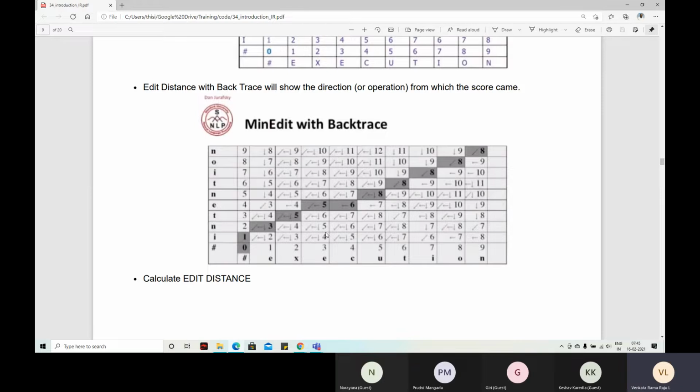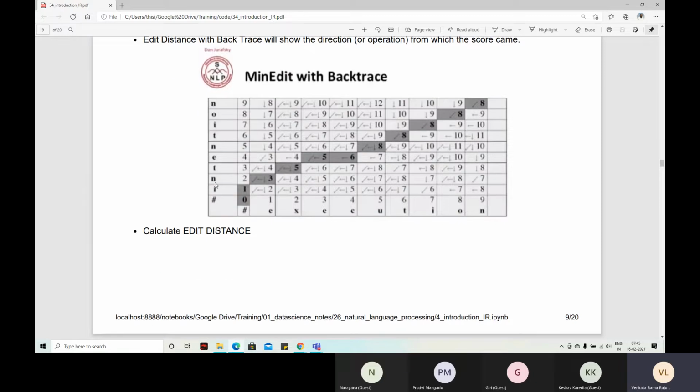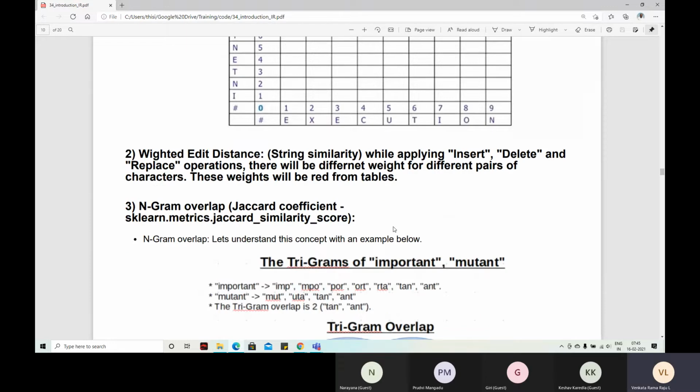Okay, so yesterday we have seen that. Based on this value, we will decide which word is closest to this intention in the dictionary. So that is edit distance.